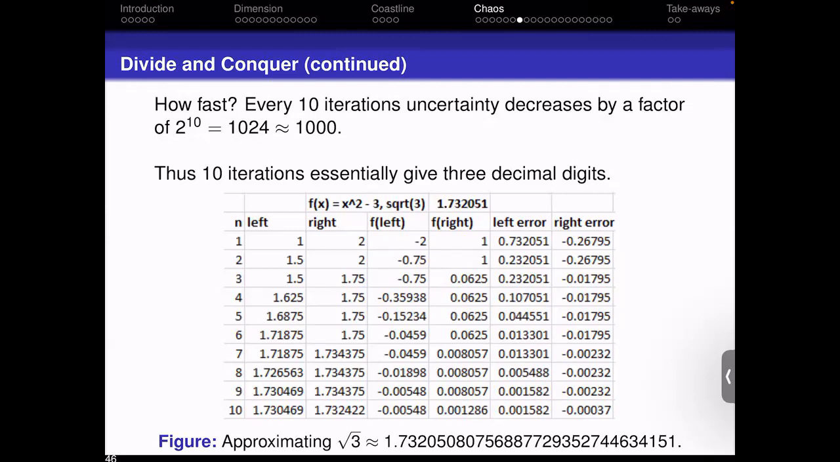So we did 10 iterations of divide and conquer, and we know it's somewhere between 1.730 and 1.7324. The actual answer is 1.7320. It's not terrible. We've got approximately 2 or 3 digits right. And let's think about what happens. Every time we do a divide and conquer, we decrease by a factor of 2 the size of our interval because we're chopping it in half. So if we were to do this 10 times, we would get 1 over 2 to the 10.